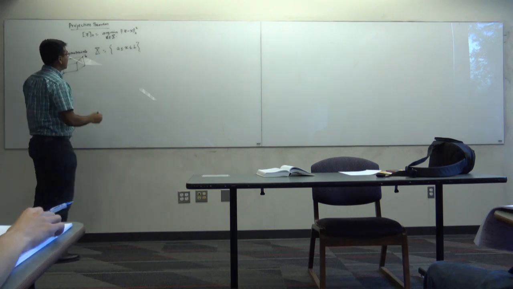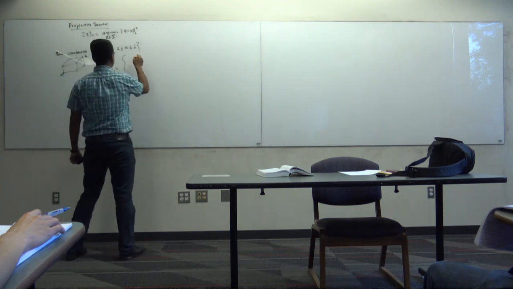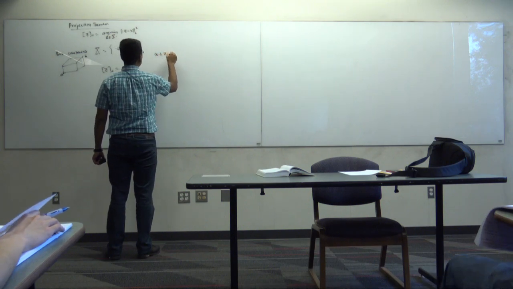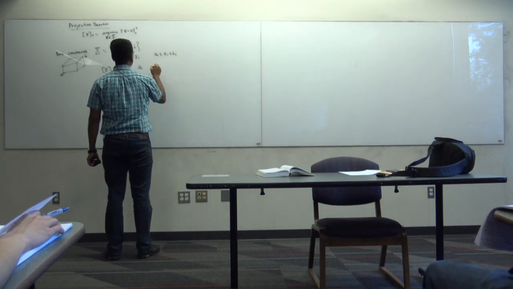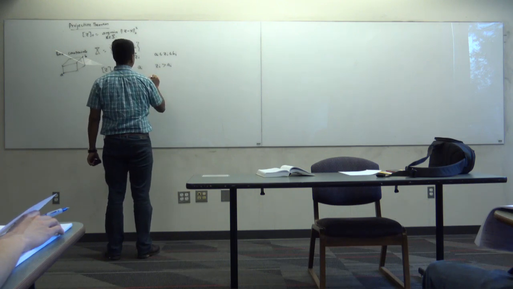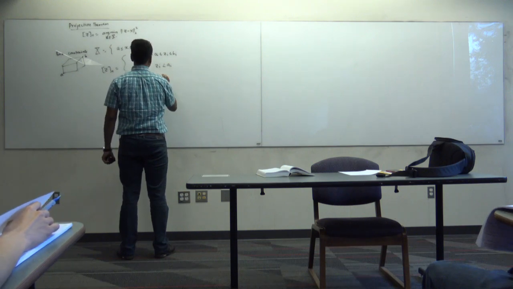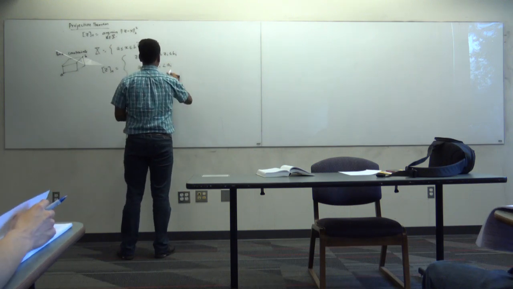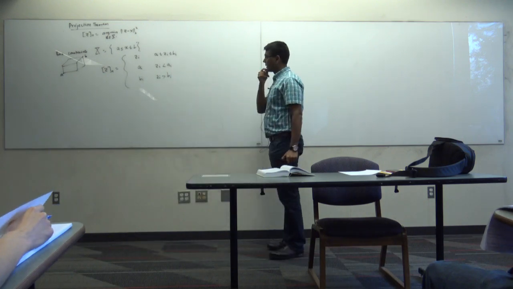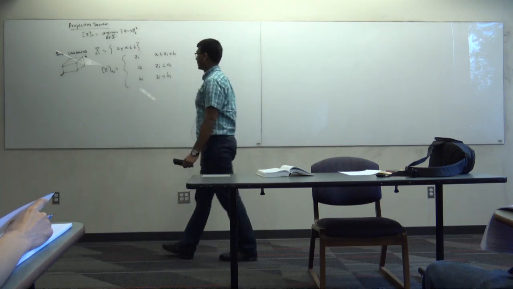Now, the projection is defined as Zi, if Ai is less than or equal to Zi is less than or equal to Bi. Ai if Zi is less than Ai. And Bi if Zi is greater than Bi. Okay, this is the ith coordinate of the projection.